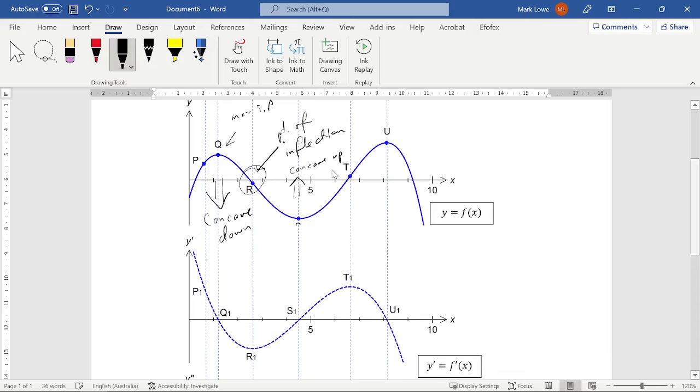Okay, so that point of inflection changes the concavity from concave down to concave up, or vice versa. Okay, another point on there which would be a point of inflection would be here at point T. Okay, it's changing from concave up to concave down. Okay, so that's what those points R and T are.